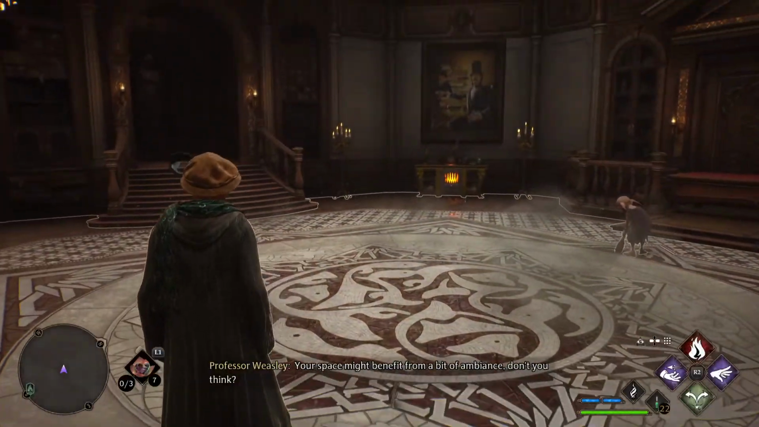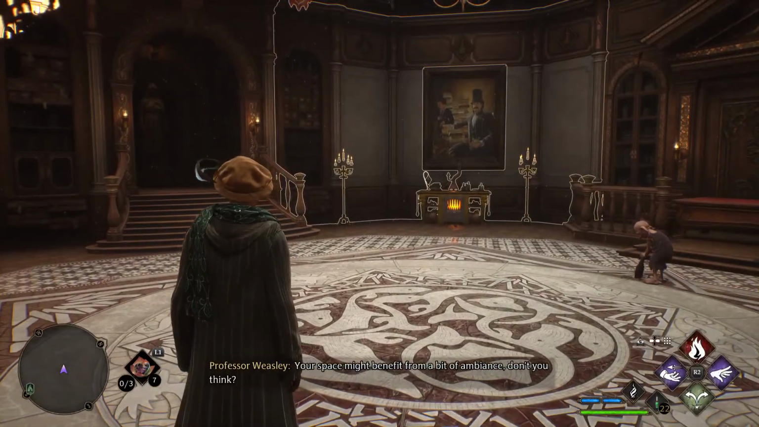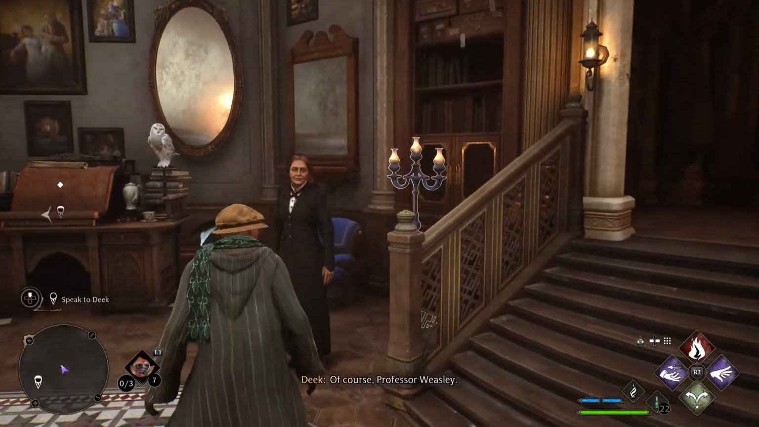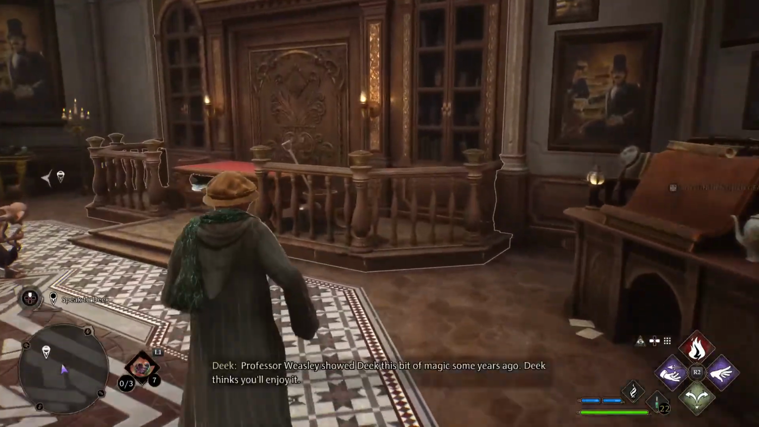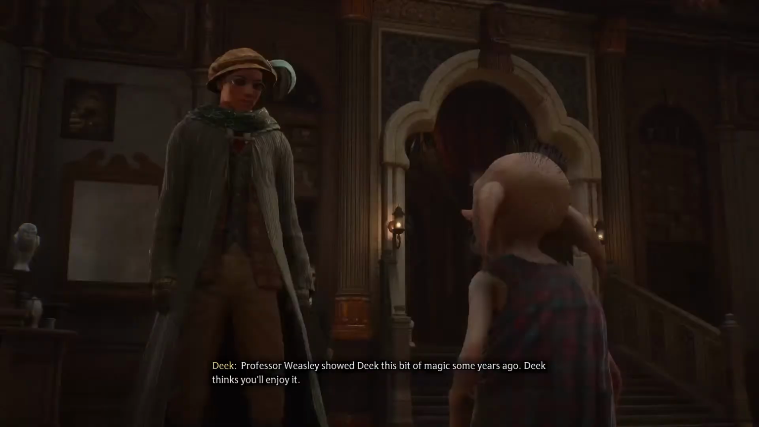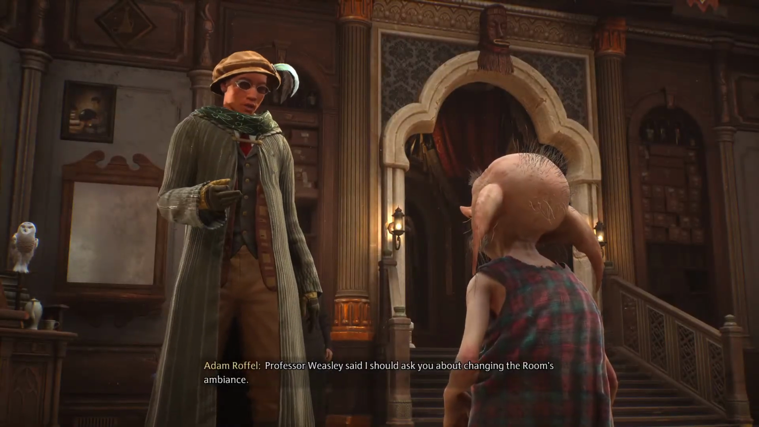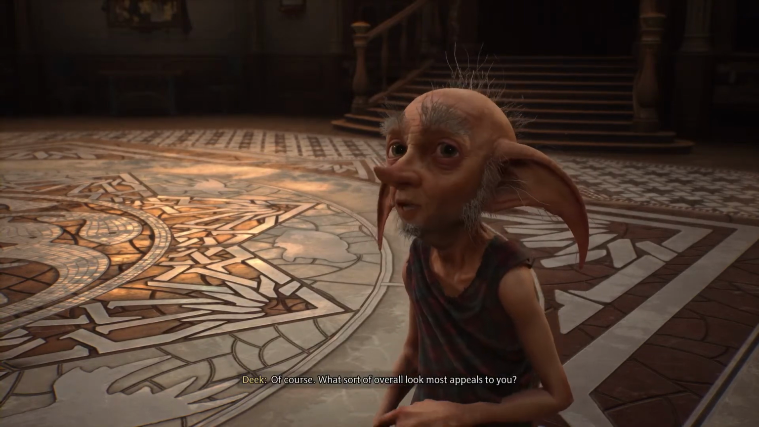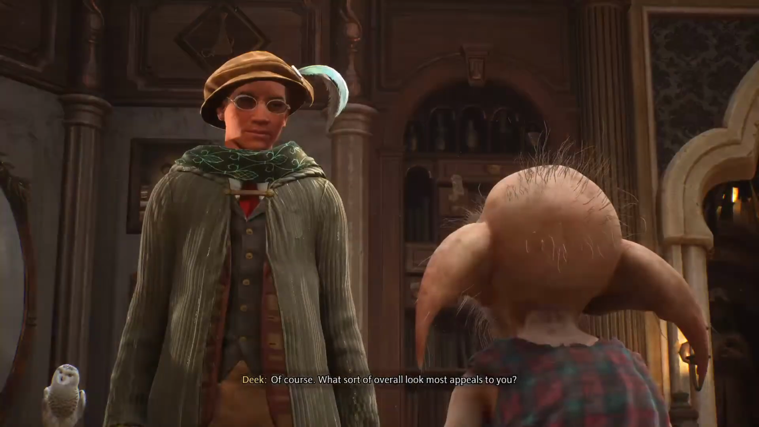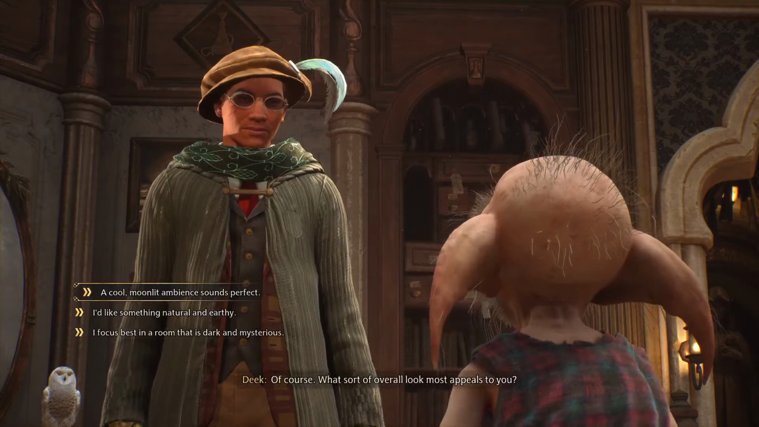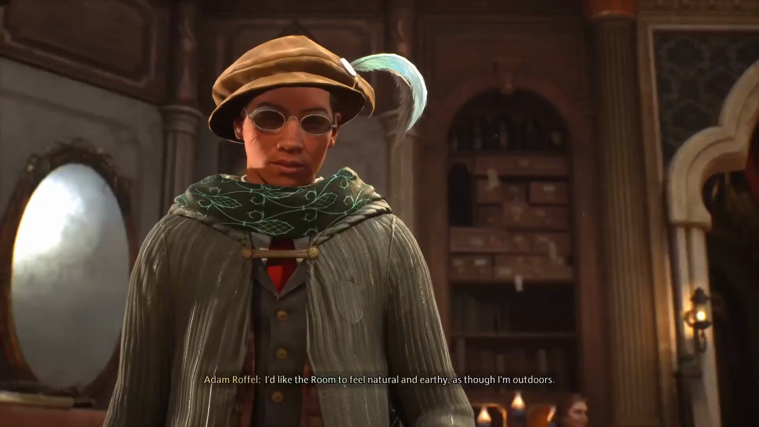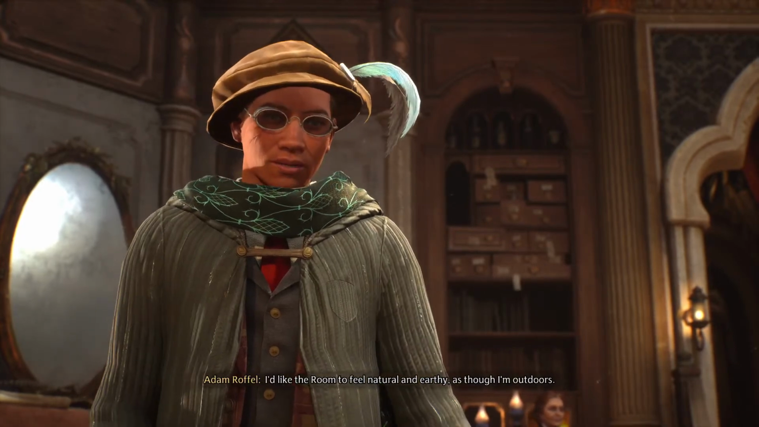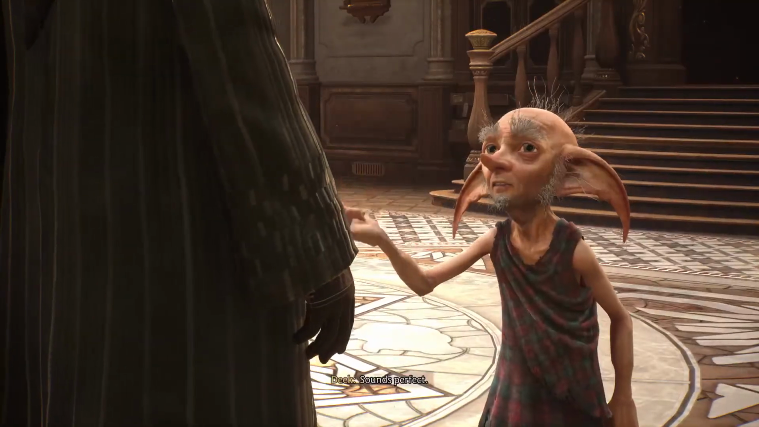Your space might benefit from a bit of ambiance, don't you think? Deke, would you mind? Of course, Professor Weasley. Professor Weasley showed Deke this bit of magic some years ago. Professor Weasley said I should ask you about changing the room's ambience? Of course. What sort of overall look most appeals to you? I'd like the room to feel natural and earthy, as though I'm outdoors. Oh, sounds perfect.